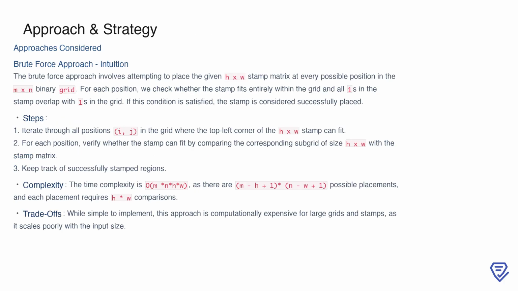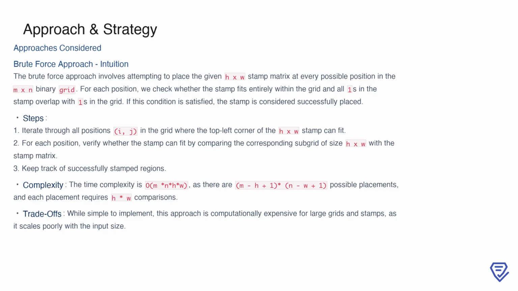To begin, let's consider the brute force approach. The intuition here is straightforward. We attempt to place the given stamp matrix, which is of size h by w, at every possible position in the m by n grid. For each position, we check if the stamp fits entirely within the grid, and more importantly, if all the ones in the stamp align perfectly with the zeros in the grid at that location. If these conditions are met, the stamp is deemed successfully placed.